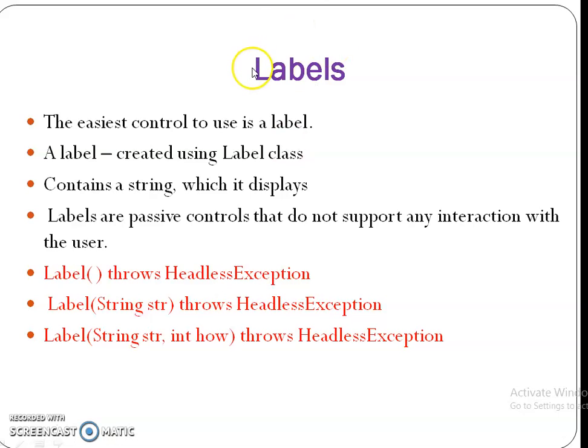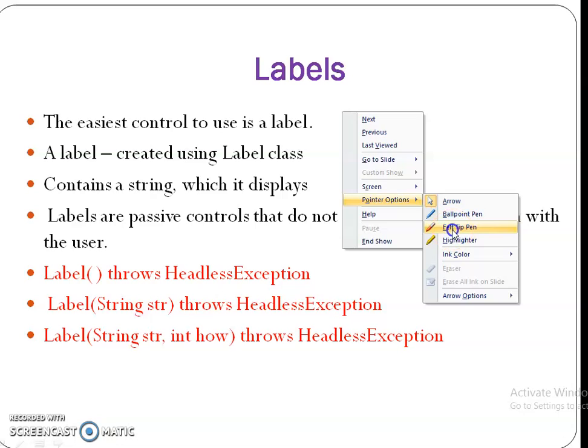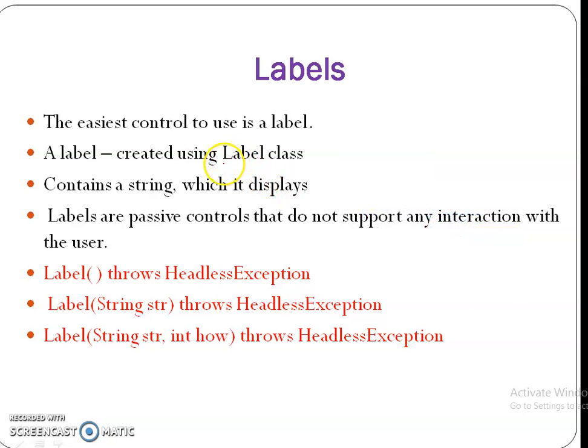First one is label. In AWT, label is one of the easiest controls. Among all other controls, label is the easiest control. We can create the label using the Label class. The class name for the label is Label. So whenever we want to create a label, that time we can use the Label class.